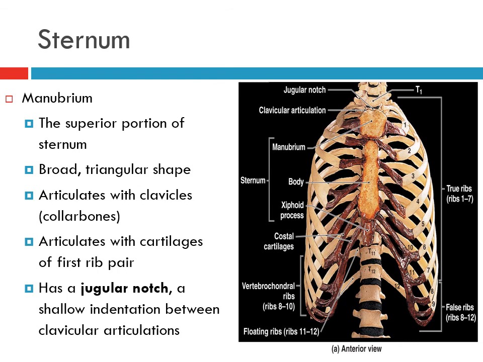The manubrium is that most superior portion. It is triangular in shape, so it's wider on the top and then comes down like that. It articulates with the cartilage of the first pair of ribs, as well as with the clavicles or the collarbones. The top portion has a notch that's called the jugular notch, and that is in between where the 2 clavicles come in and articulate at the sternoclavicular joints or SC joints.